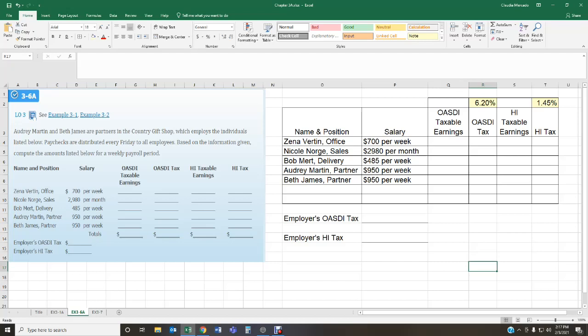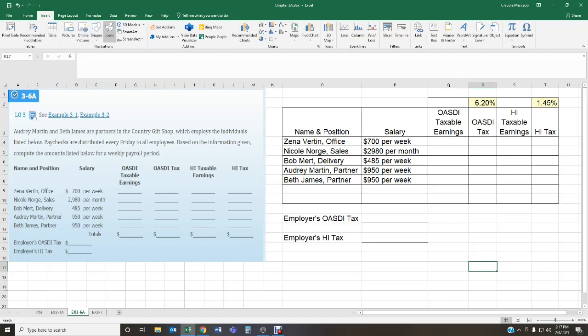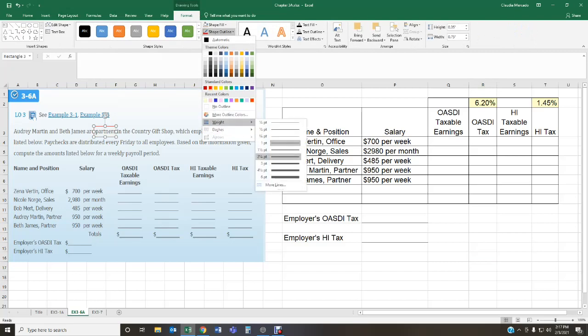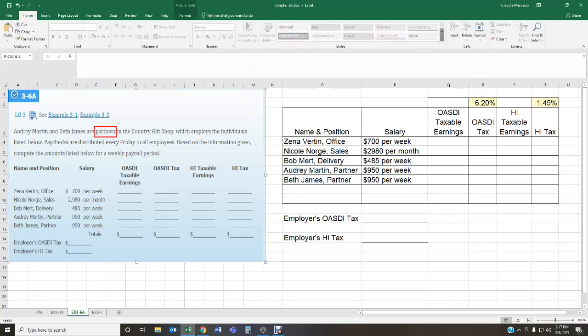Okay, so the problem reads: Audrey Martin and Beth James are partners in the country gift shop. That is very important. They are partners, which employs the individuals listed below. Paychecks are distributed every Friday to all employees. Based on the information given, compute the amounts listed below for the weekly payroll period. Now, here they're talking about two partners. We have two partners, Audrey and Beth. Let me just go ahead and mark that off. So we have partners. We have two partners.